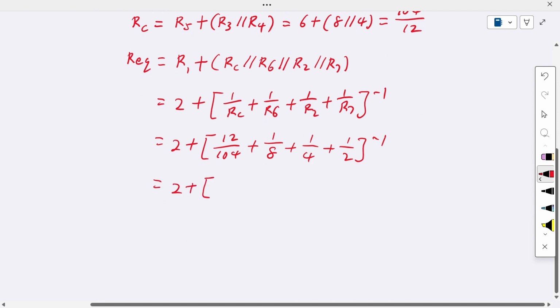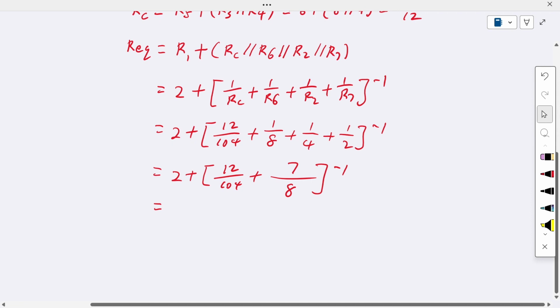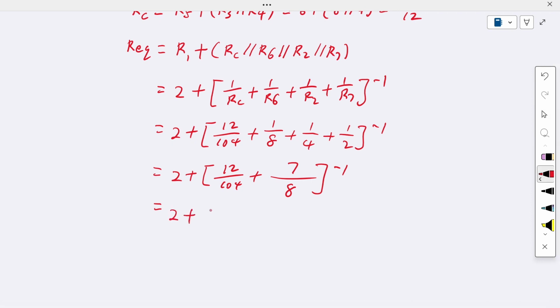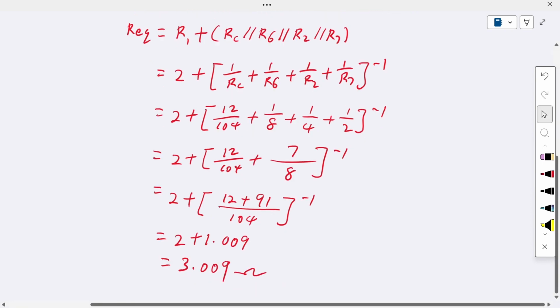Then we calculate this, where we have 12 over 104, here we get 8, and in total here we have 7, and then we take the inverse of this. From this we have 2 plus, so we equalize the numerator, we get 104 over 12. These ones we get 91, and then we take the inverse of this. So at the end you have 2 plus 1.009, so the value is 3.009 ohm. This is our REQ value.